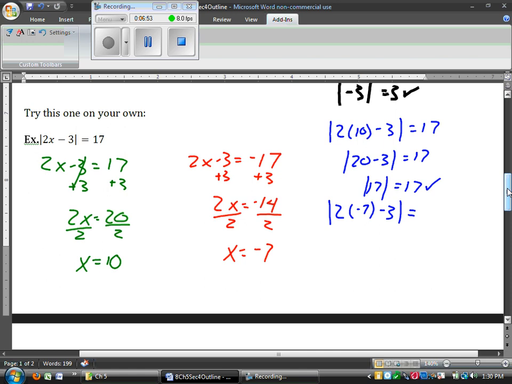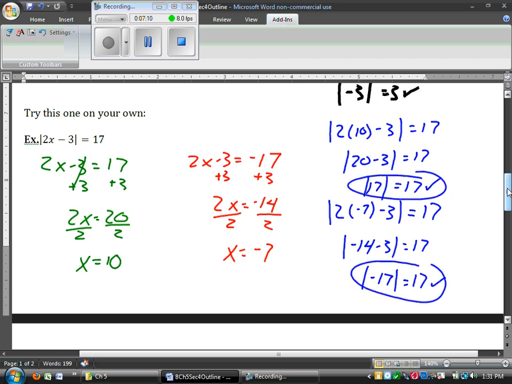2 times negative 7 minus 3 has to equal 17. 2 times negative 7 is negative 14. Negative 14 minus 3 is negative 17. The absolute value of negative 17 is 17. Therefore, our two answers are x equals 10 and x equals negative 7.